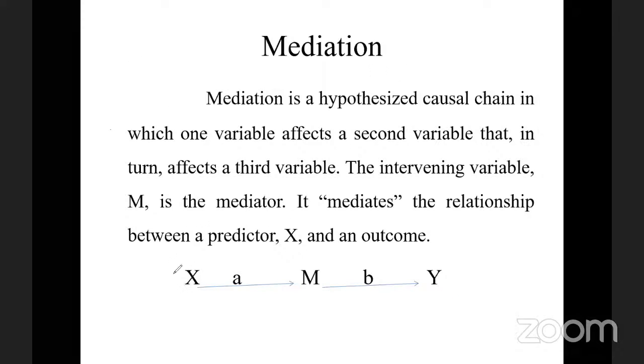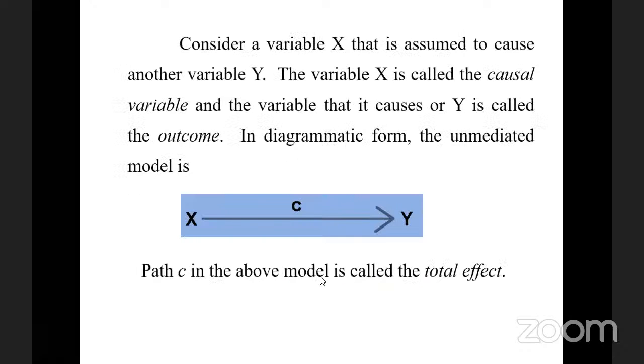So basically here A means regression coefficient. The mediator mediates the relationship between a predictor variable and the outcome variable. This is M, where M means mediator. Consider here a variable X that is assumed to cause another variable. Here we are not using any mediator variable. We simply check the relationship between the two variables Y and X.